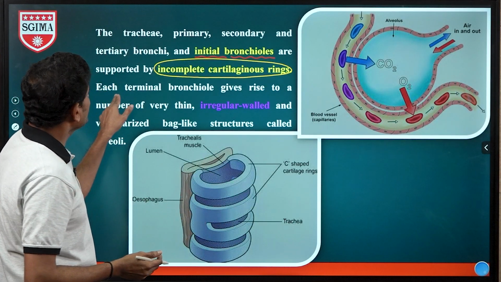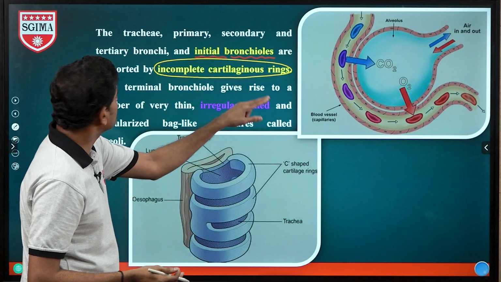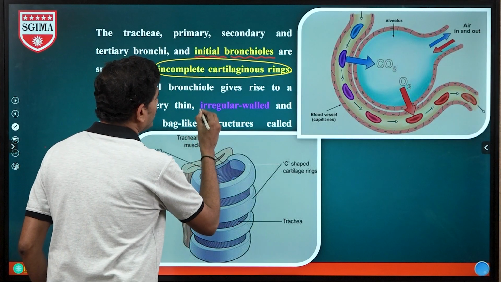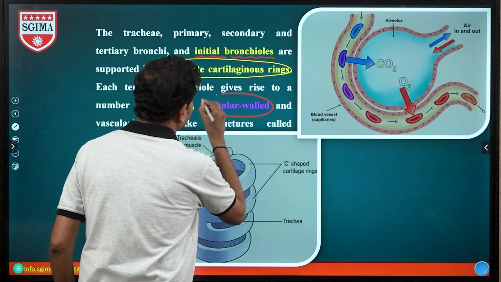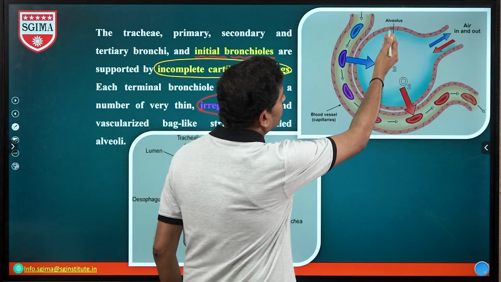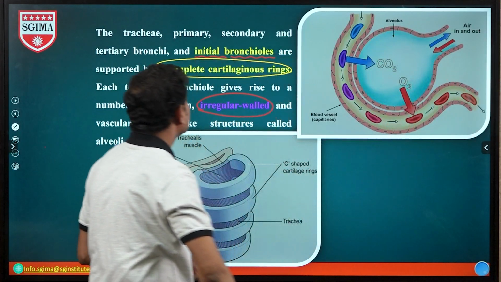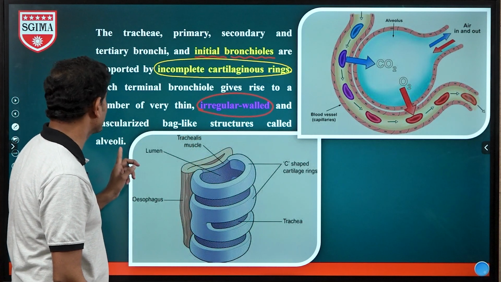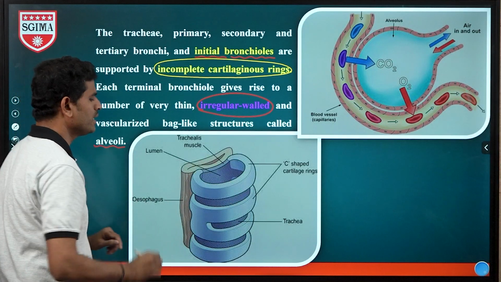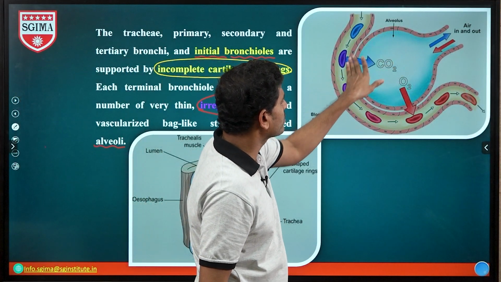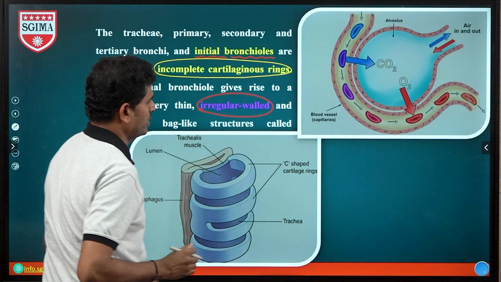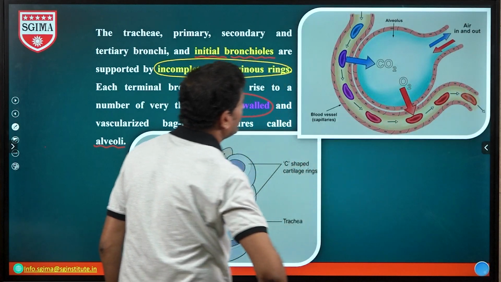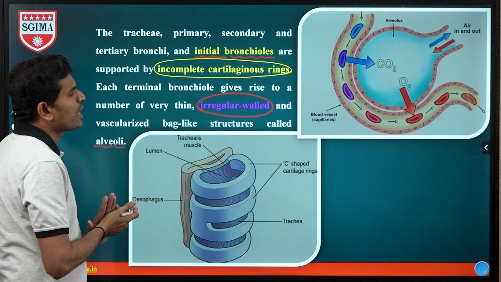Next, each terminal bronchiole gives rise to a number of very thin, irregular-walled structures. This point is also a little important. Generally we think that in the diagram alveoli have a regular surface, but NCERT says this is an irregularly walled and vascularized bag-like structure called alveoli. So alveoli have an irregular surface, and it is a bag-like structure surrounded by a number of blood capillary networks, that is vascular tissue. So these are the points we have to remember here.